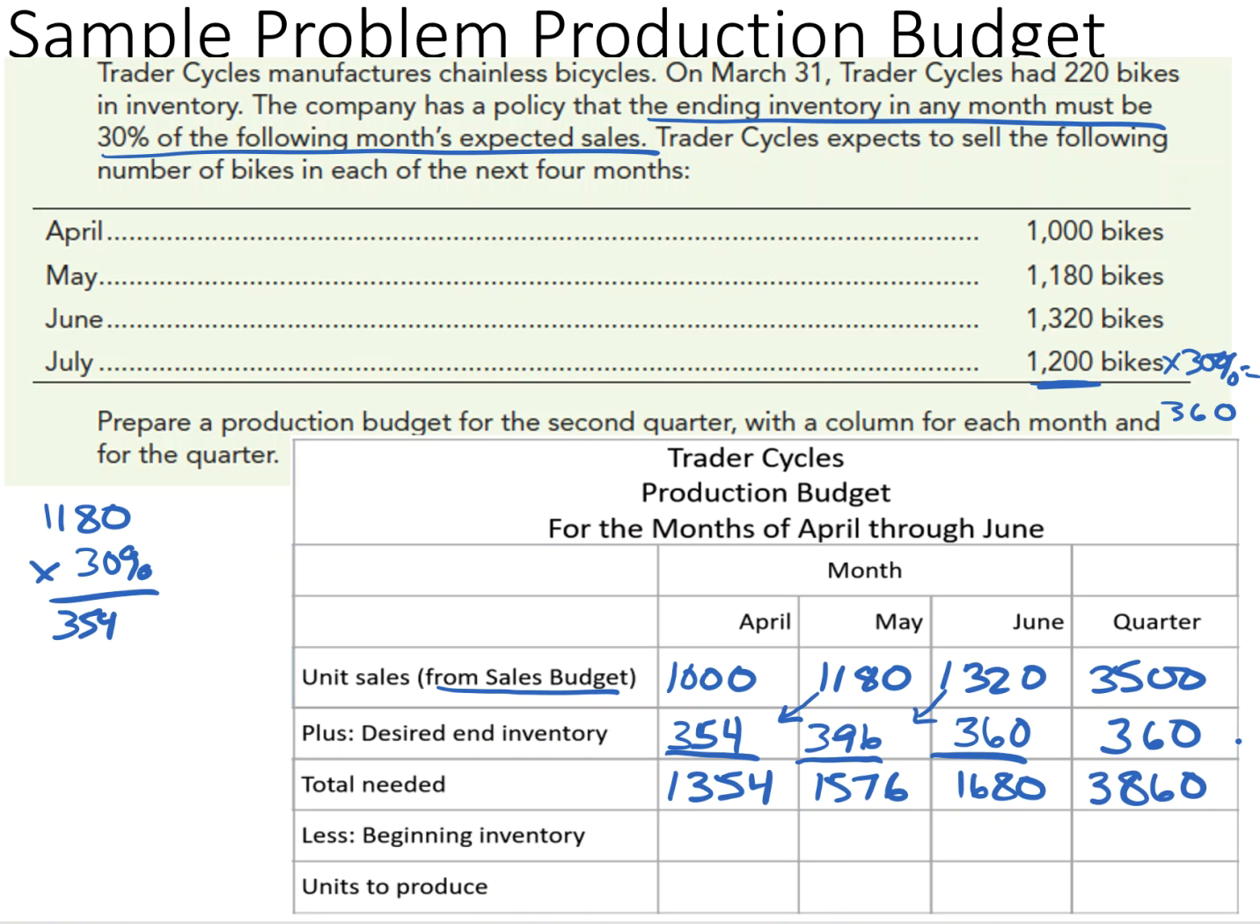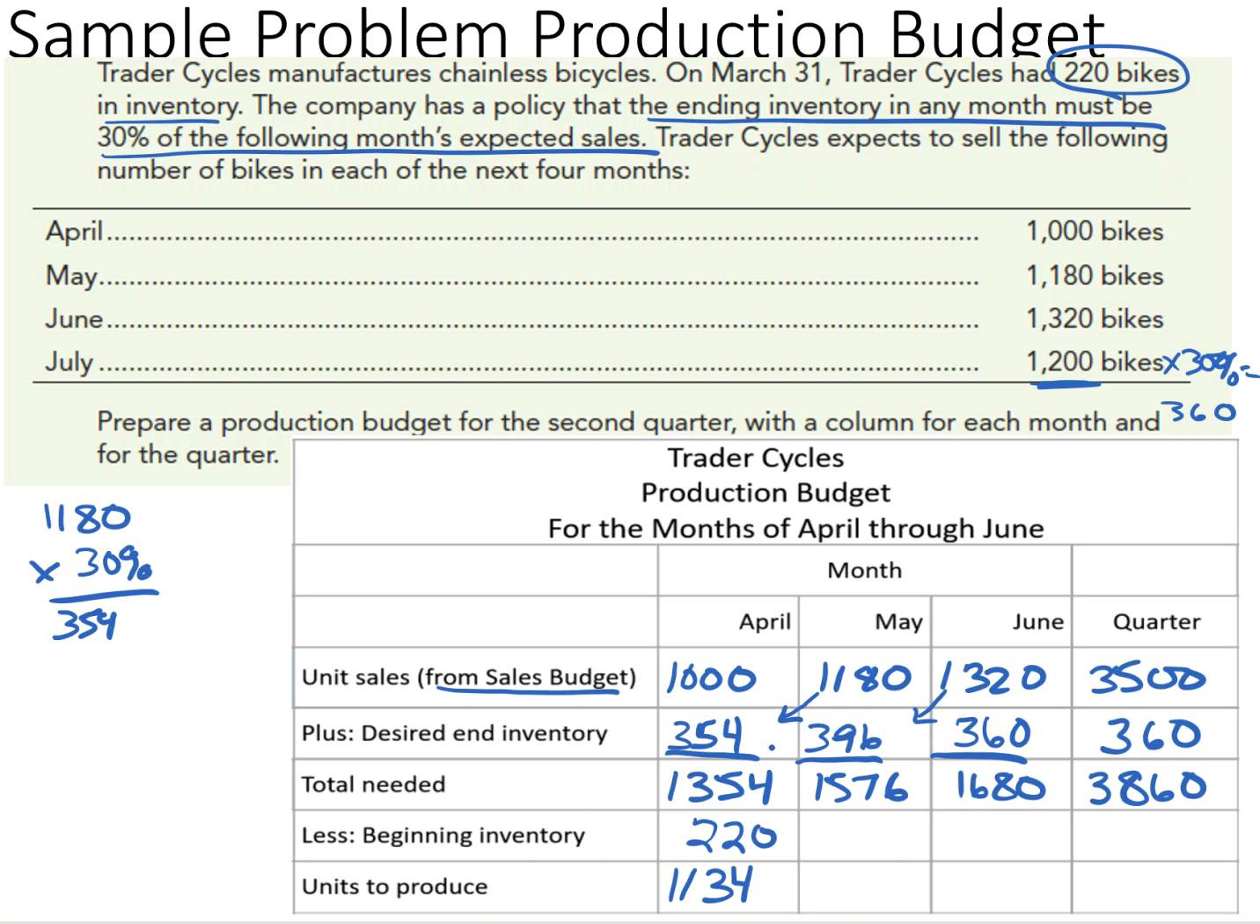Less our beginning inventory. Okay, so if we look back here, it says that we had 220 bicycles in inventory. So that would have been my beginning inventory in April. Take the 1354 minus my beginning inventory. That means I need to produce in April 1,134 bikes.